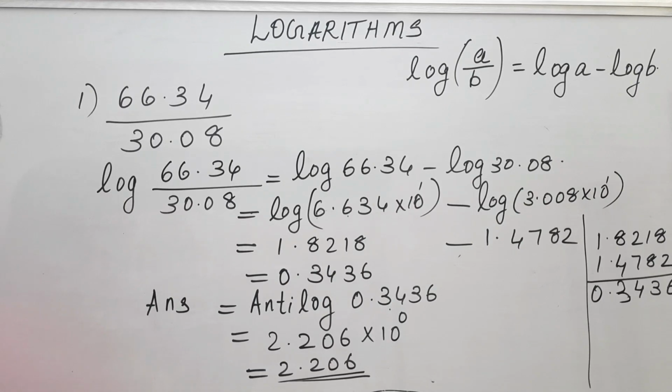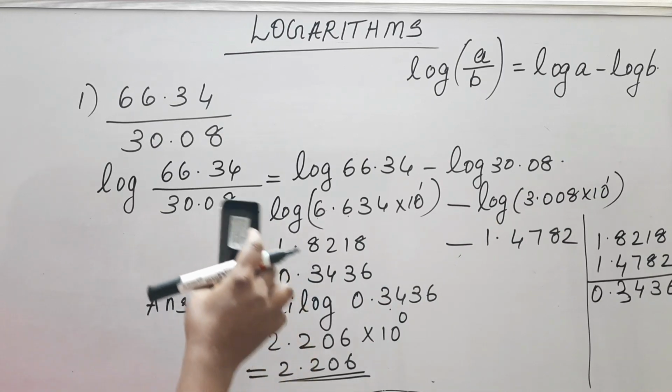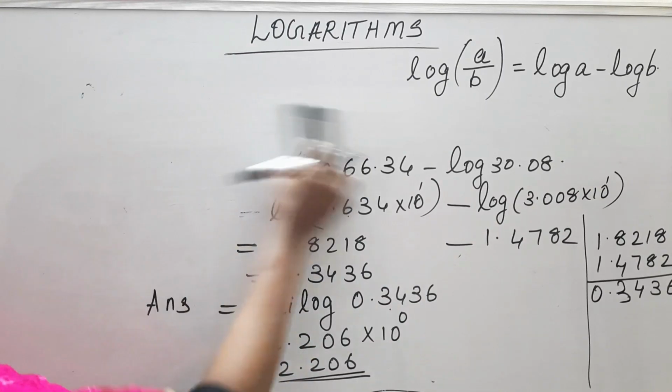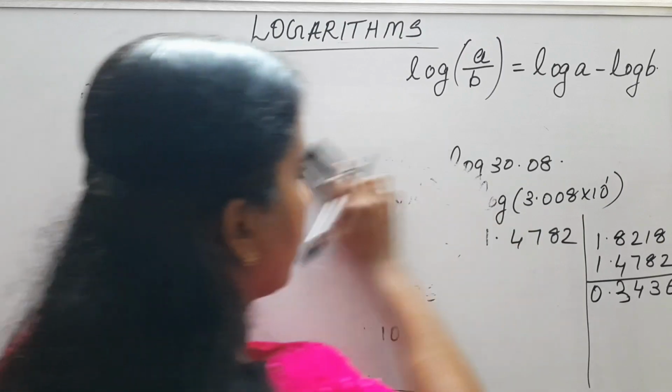Hope it is clear. It is easy actually. First you have to find the logarithm, subtract, then find the antilog of the result of the subtraction. That will give you the result of that division. Okay, so two more simple examples we will do. So we move on to the next example.